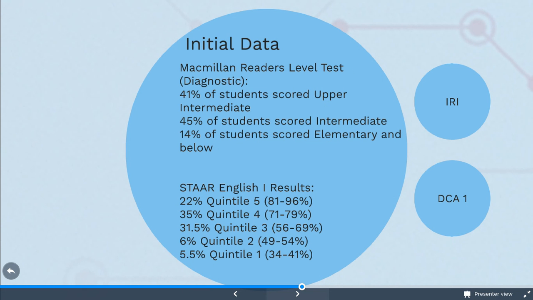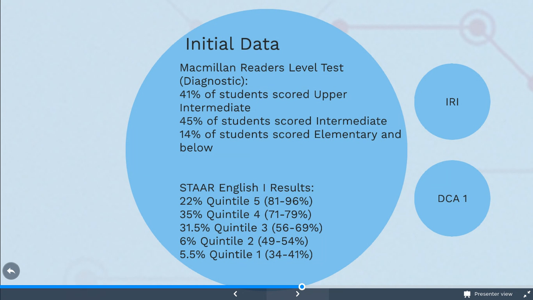So my initial data: there are a lot of data points here initially because I really wanted to get a good idea of what my students were working with. I did use a Macmillan Readers Level Test, which is an online diagnostic assessment of language and grammar skills. 41% of students scored upper intermediate, 45% of students scored intermediate, and 14% scored elementary or below.